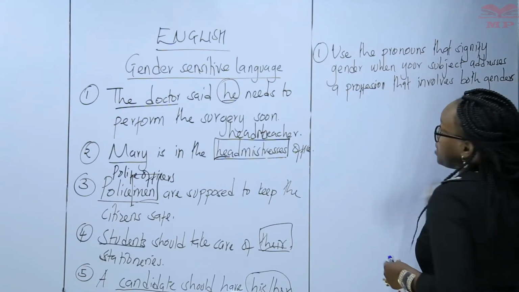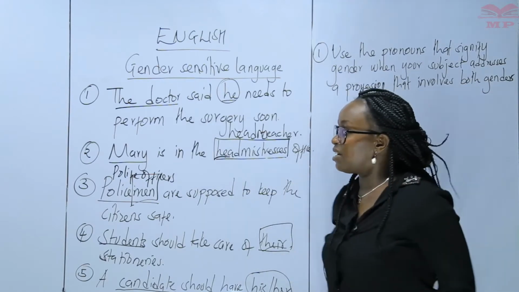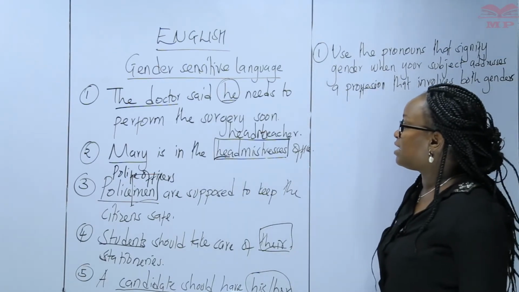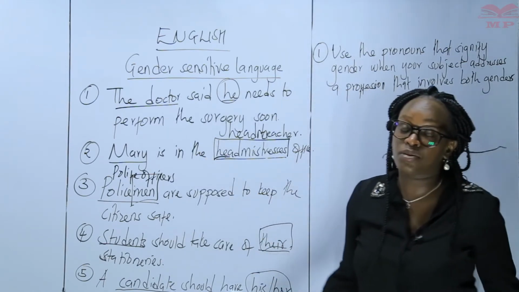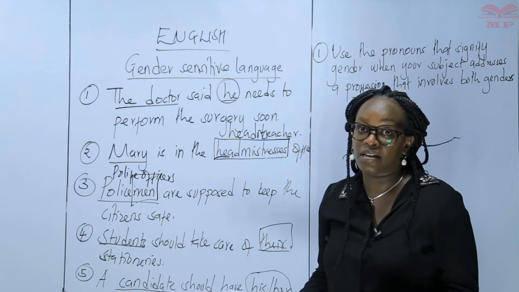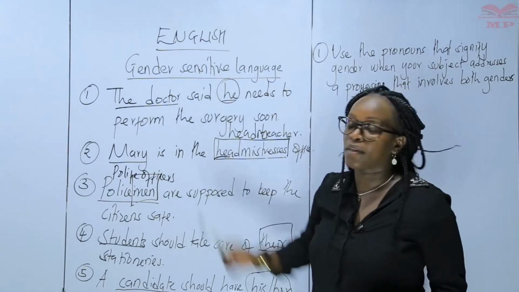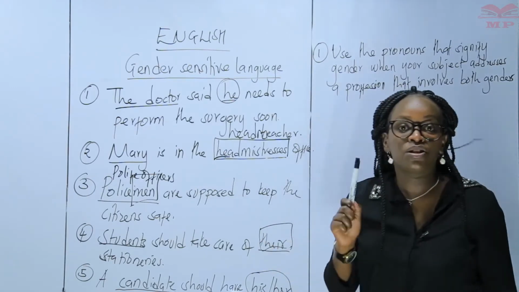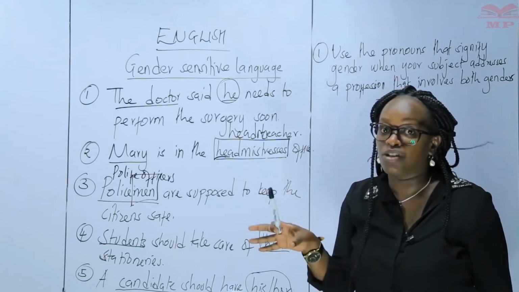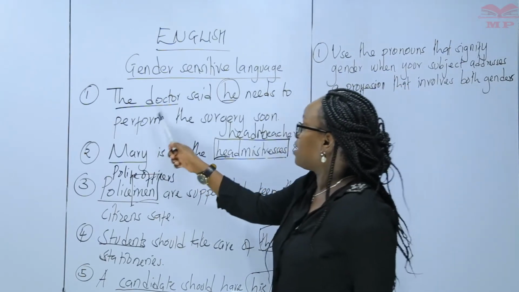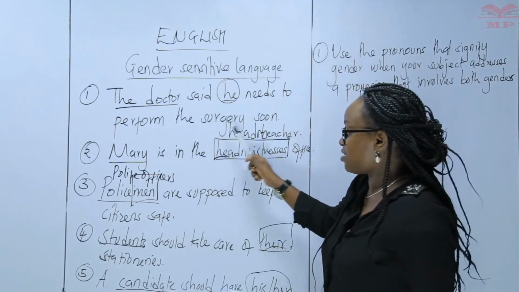So what this sentence means is that in the case, for example, in our first sentence here, which says the doctor said he needs to perform the surgery. This is a profession that attracts both of the genders. We have doctors that are female and doctors that are male. So if your subject is something like the doctor, instead of saying said he, use the two pronouns that are used to signify or to show or to denote gender. For example, here you could have the doctor said he or she needs to perform the surgery soon.